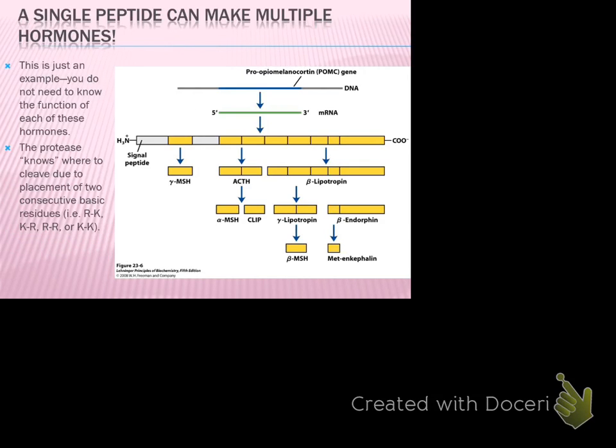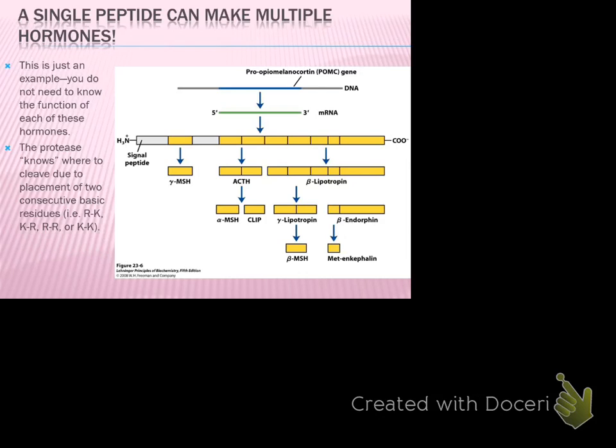Also, a single peptide can actually make many, many hormones. This is just an example. Please don't memorize all of the functions. You don't need to know what the POMC gene does. This just shows you that based off of where they are cleaved post-transcriptionally, you can make multiple hormones from it.